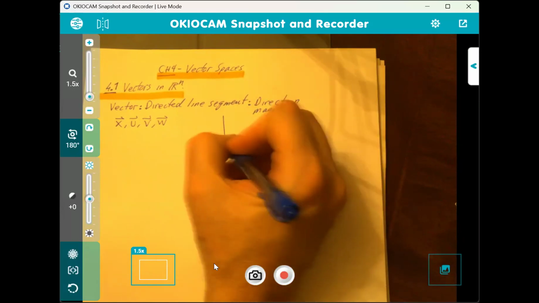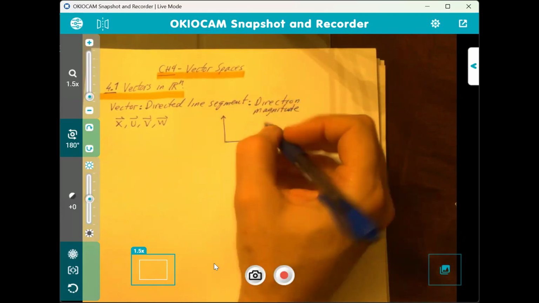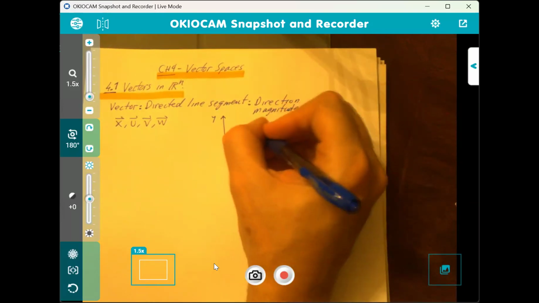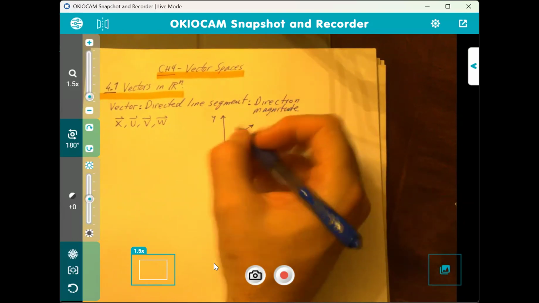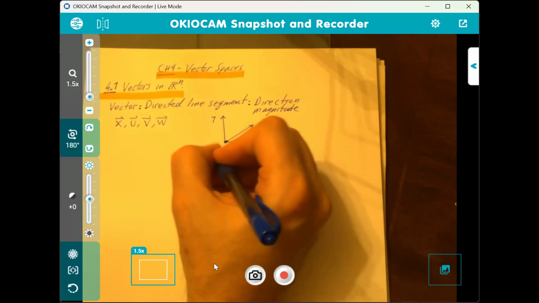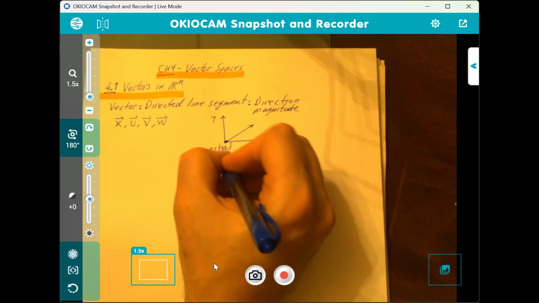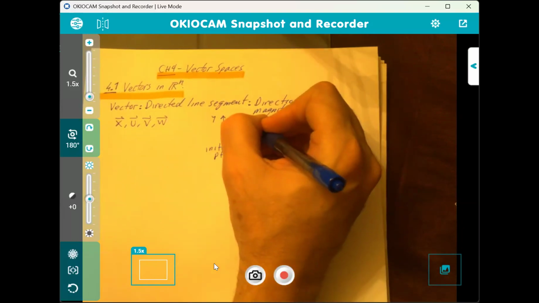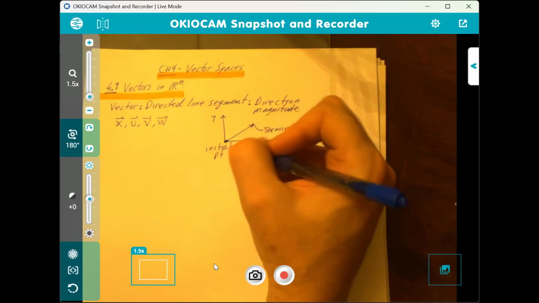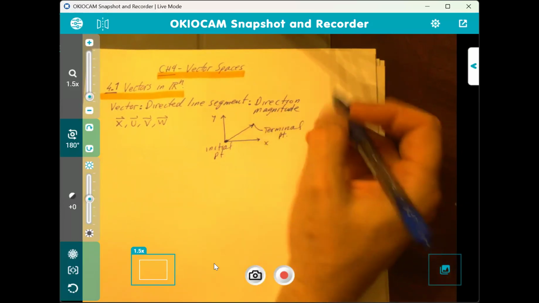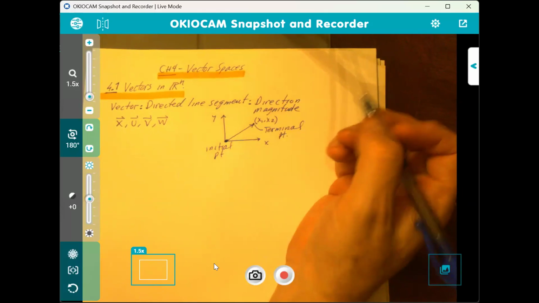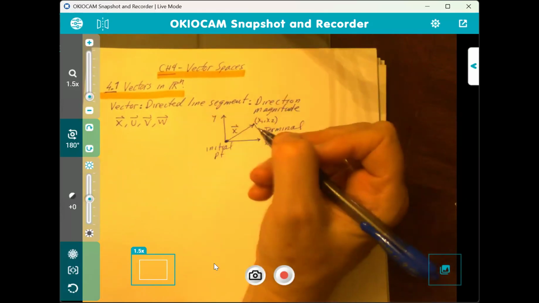The graph of a vector in R2, that means in two dimensions. Here's our XY coordinate system, and here's my directed line segment. This is what we call a position vector because it starts at (0, 0). So this point is the initial point of the vector, and where it stops is the terminal point. You always have an initial and a terminal point. The coordinates of the point are x1, x2, and here's vector x.